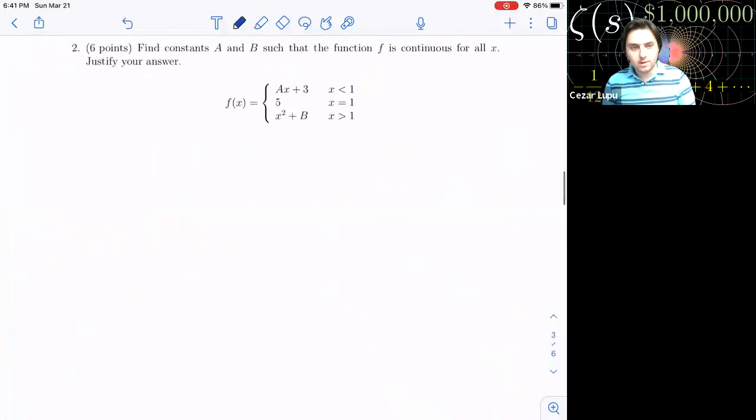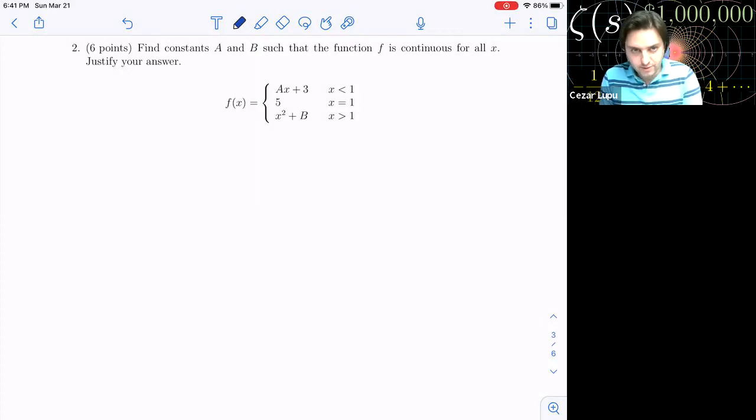So let me read it, and I'll give you a couple of minutes to think of it. We need to find constants a and b such that the following function, as you can see below, is a piecewise function, f, is continuous for all x. And you need to justify your answer. So the function is given by the following. I want you to look at it. So it's f of x. We have 3 pieces right there.